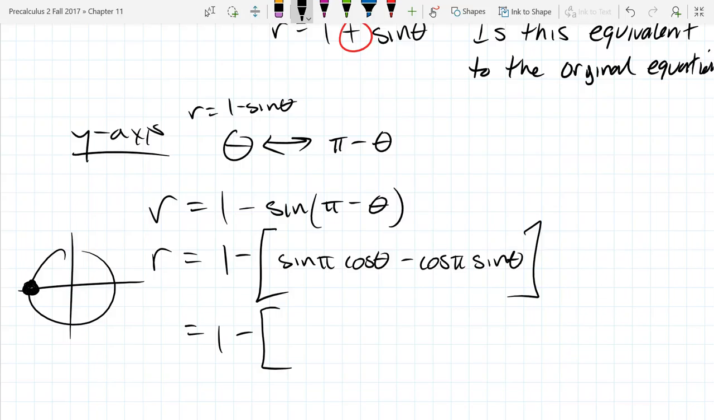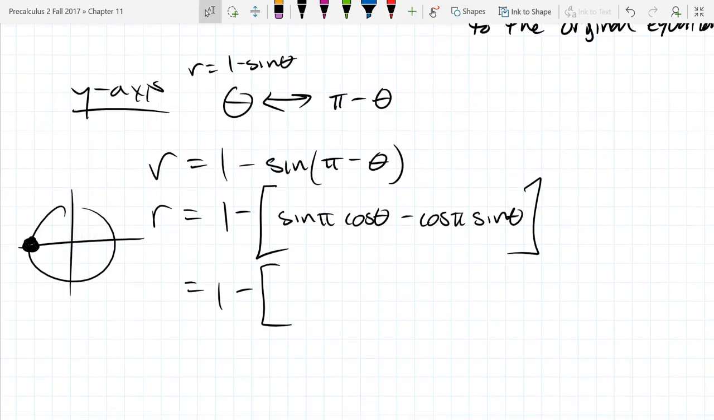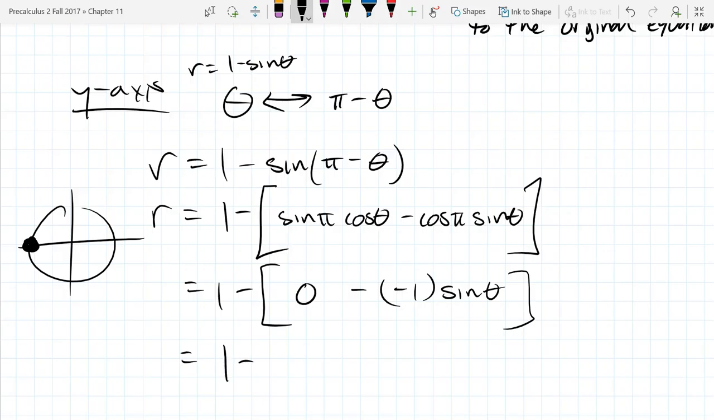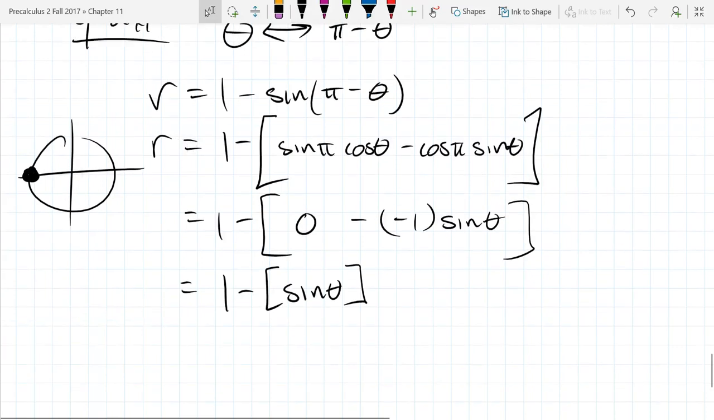So what is sine of pi? So here's pi over here. What is sine? What y value is right there in the unit circle? 0. So sine of pi is 0. 0 times anything is going to be 0, minus, what is cosine of pi? What x value is on the left side of the unit circle? So that's our negative 1.